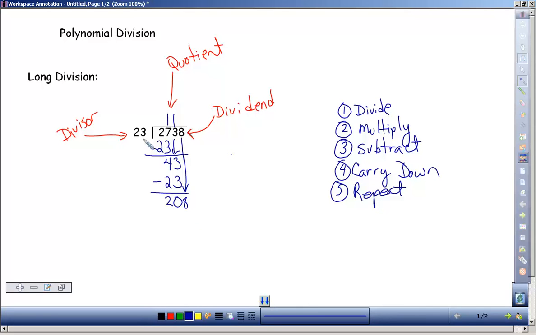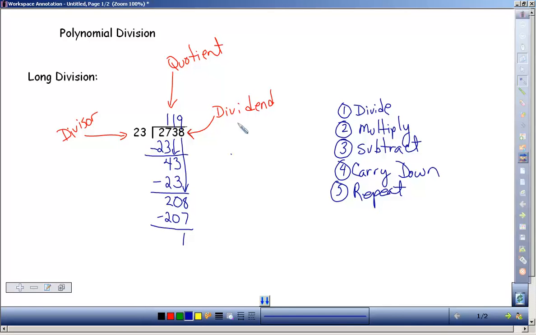23 is going to go into 208. Well, it's not 10 times because that would be 230. Let's try 9. 9 times 23 does turn out to be 207. So then I'm going to subtract. 208 minus 207 is 1. And I have nothing else to carry down.